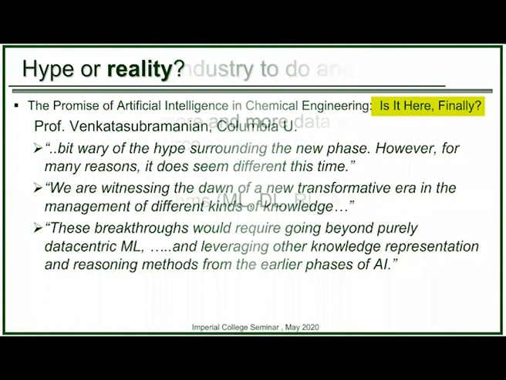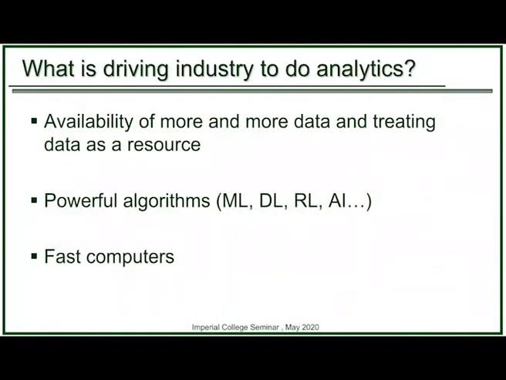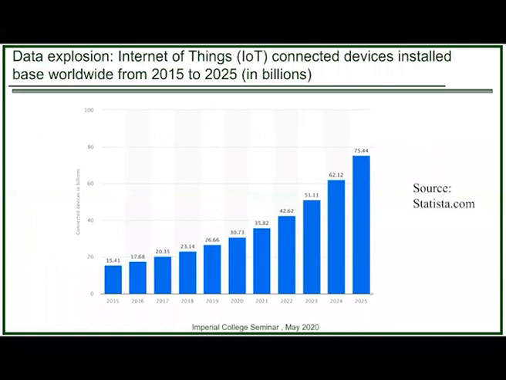So the other question is, why is there so much interest from industry to do analytics? Three main reasons. First of all, engineers are now treating data as a resource, and certainly availability of vast amounts of data. Secondly, we now have access to powerful machine learning, deep learning, reinforcement learning algorithms, and faster computers. So where is the data explosion coming from?